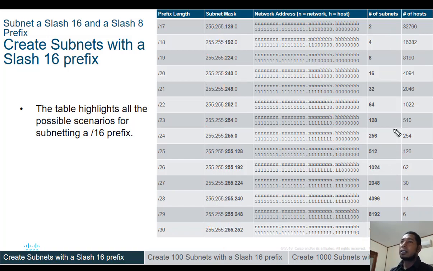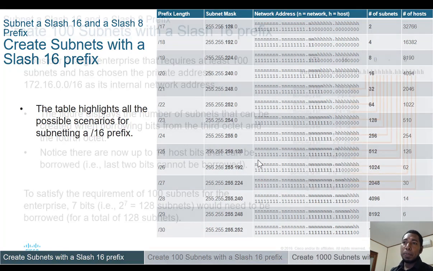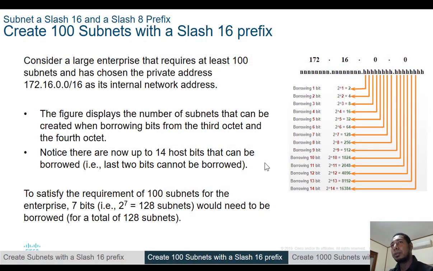So have a look at the next example here. If you're creating 100 subnets with a /16 prefix, then you have to ask yourself, how many bits do I borrow starting from the third octet onwards? How many bits do I borrow that will give me 100 subnets? You can pause this video for a while.